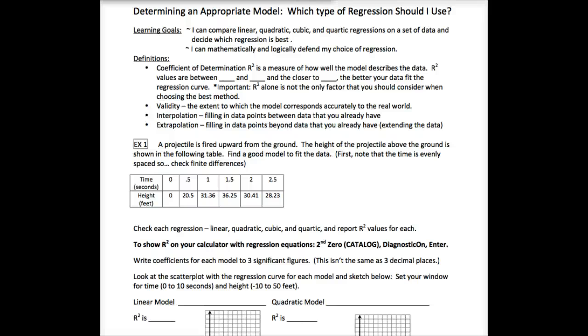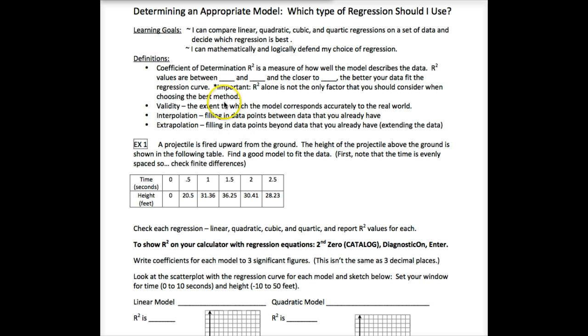All right, so we have talked about all different kinds of regression, and now we need to talk about which type of regression you should use when it doesn't tell you. So our learning goals: we want to be able to compare linear, quadratic, cubic, and quartic regressions on a given set of data and decide which regression is best. Most importantly, we want to be able to mathematically and logically defend your choice of regression, meaning we want to understand the reasons why you chose the type you chose.